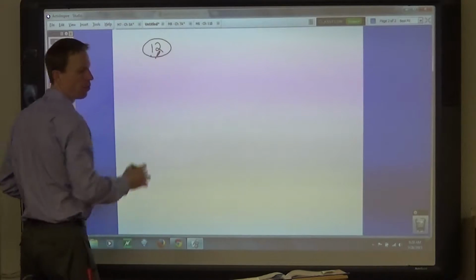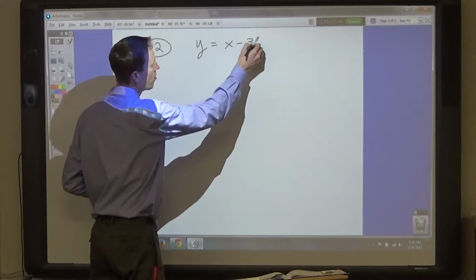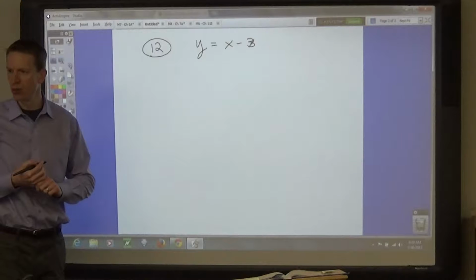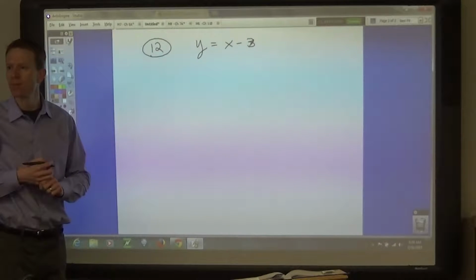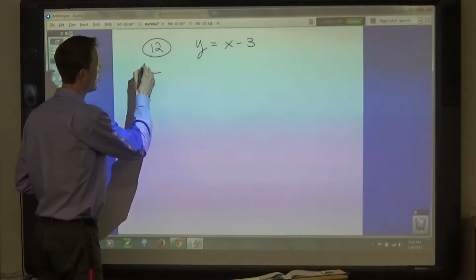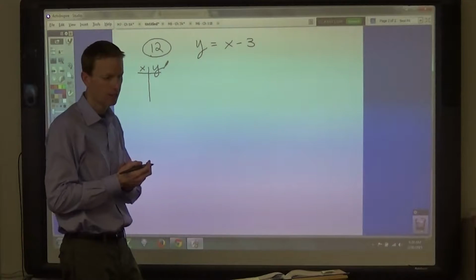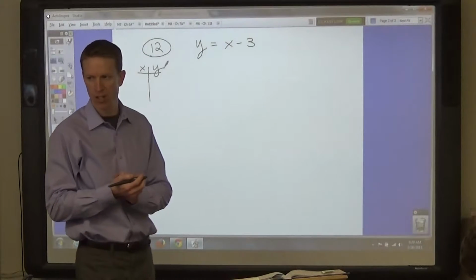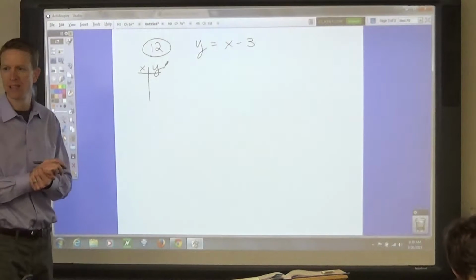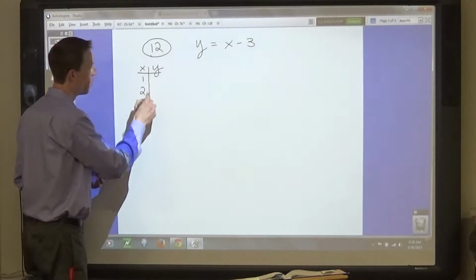Number 12, you did number 12. It was y equals x minus 3. So our procedure was to do what? To make a T-chart, to choose values for x and to graph the equation. So, what numbers did you choose? James? 1, 2, and 3. So we should write those in on the chart.